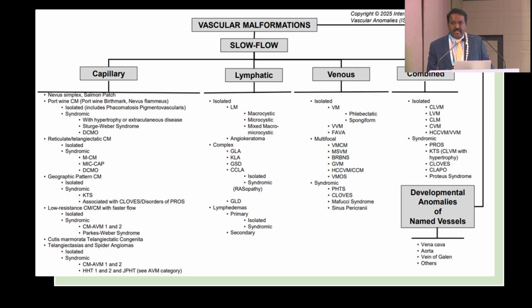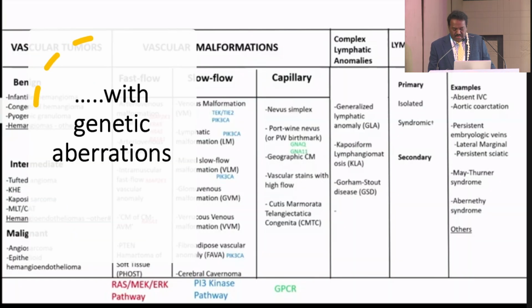So if you look at the letters CLVM on the combined one, basically you'll have a capillary component, lymphatic component, and venous component as well. So it is quite a simple classification, even though it looks very complicated. It's quite a simple classification if you look into it. But why is it important?